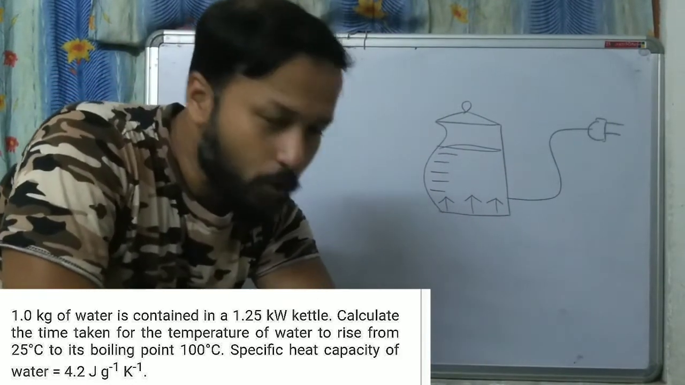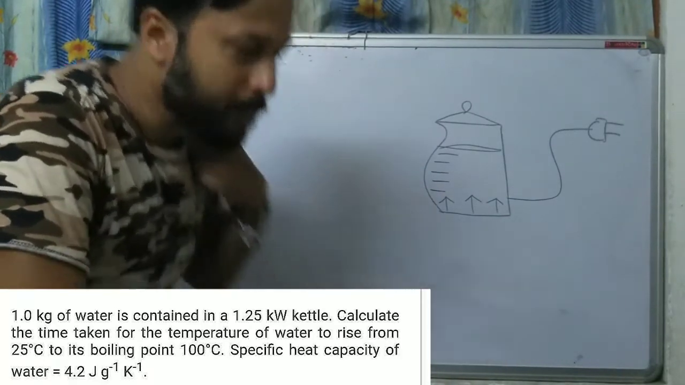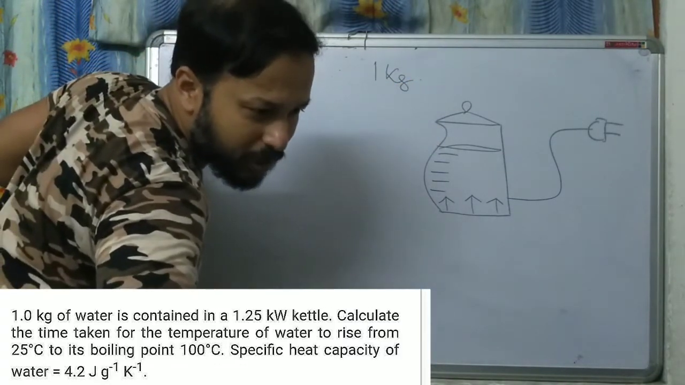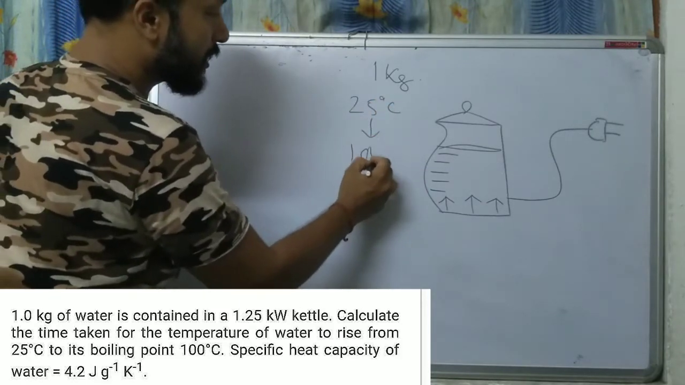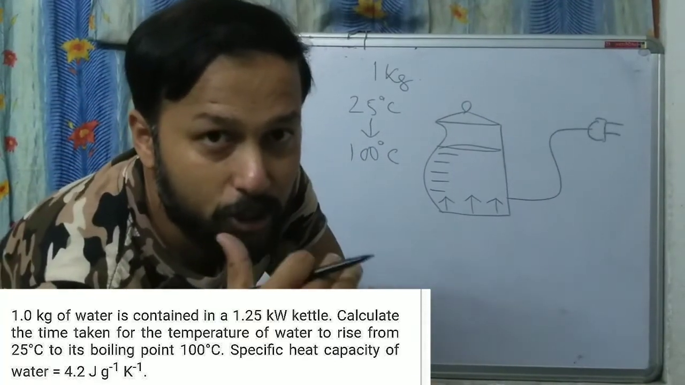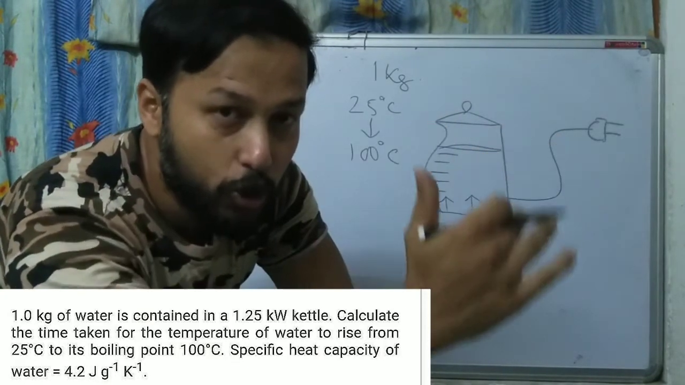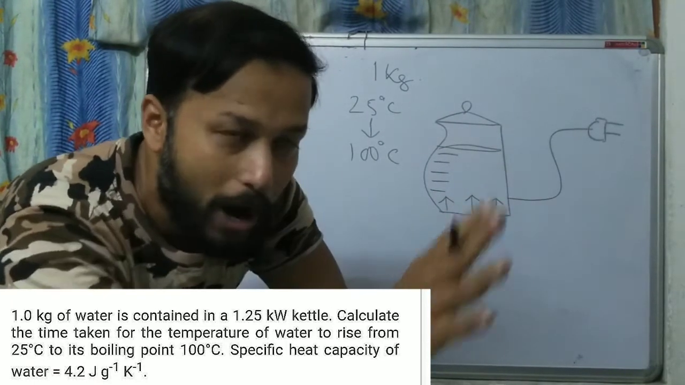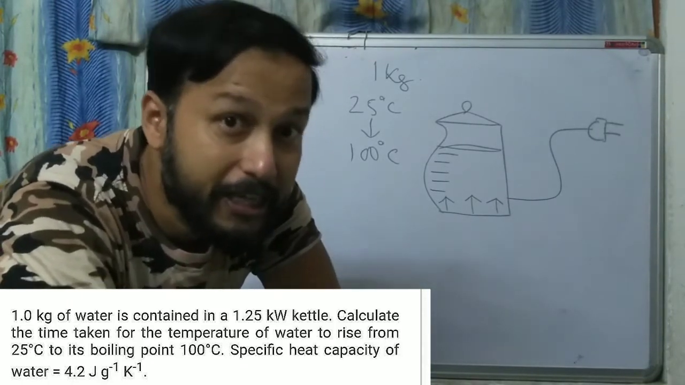What is the liquid here? 1 kg of water is there in this kettle. Now 1 kg of water, whose temperature is 25 degrees Celsius, you are changing to 100 degrees Celsius. The initial temperature of water was 25 degrees Celsius. Now you are increasing that temperature to 100 degrees Celsius. So how much heat you have to give?